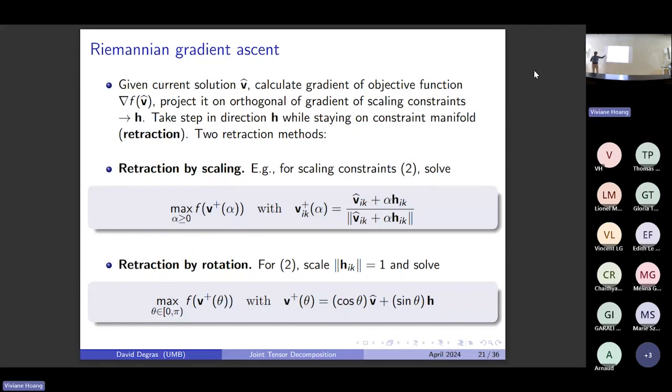These ideas are not mine. I found them in a great book by Nicolas Boumal, a 2023 book about manifold optimization. I highly recommend this book if you're curious about manifolds and optimization. So these are the main ingredients of the Riemannian gradient.